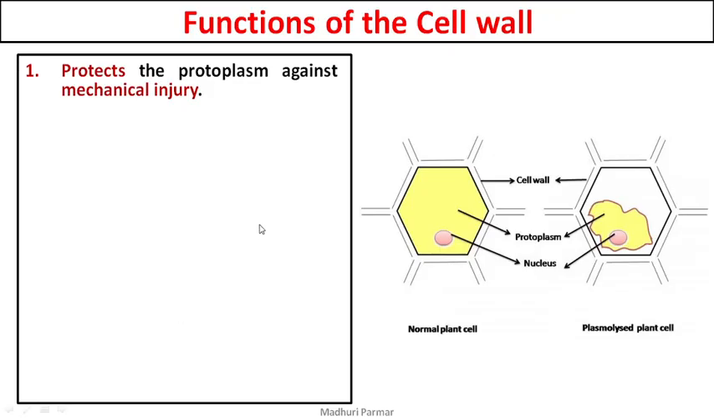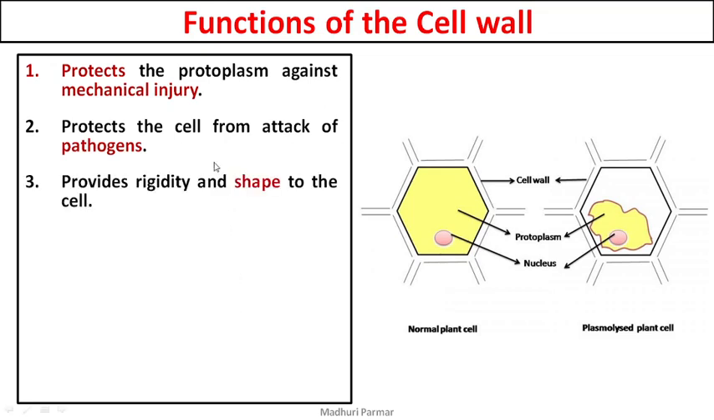Functions of the cell wall. It protects the protoplasm against mechanical injury. If you slap a tree, nothing will happen to it. Why? Because it has a cell wall. So that is mechanical injury; it will protect the protoplasm or the cytoplasm against it. It protects the cell from pathogens. Pathogens are disease-causing organisms. It provides rigidity and shape to the cell.